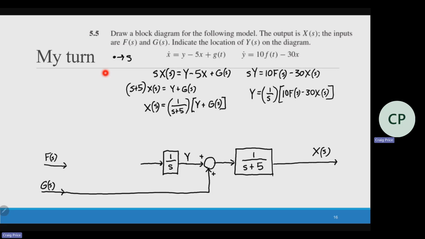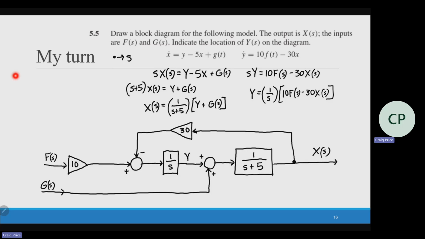This is another summing junction where we're going to have 10f minus 30x. So we're going to put some gain on that input of 10. That's coming in, that's positive. 10f minus 30x. X is my output. So we're pulling from here. We're putting a gain of 30 on it. Then we're subtracting it.